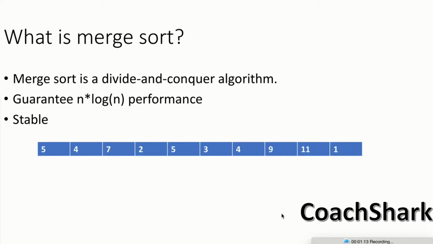Let's say we have an array like this. We can see here we have a 5 here and a 5 here. If the sort is stable, this element will always come before this 5 in our sorted array. So merge sort helps us have a stable sorting. Unfortunately, for quick sort we don't have such.